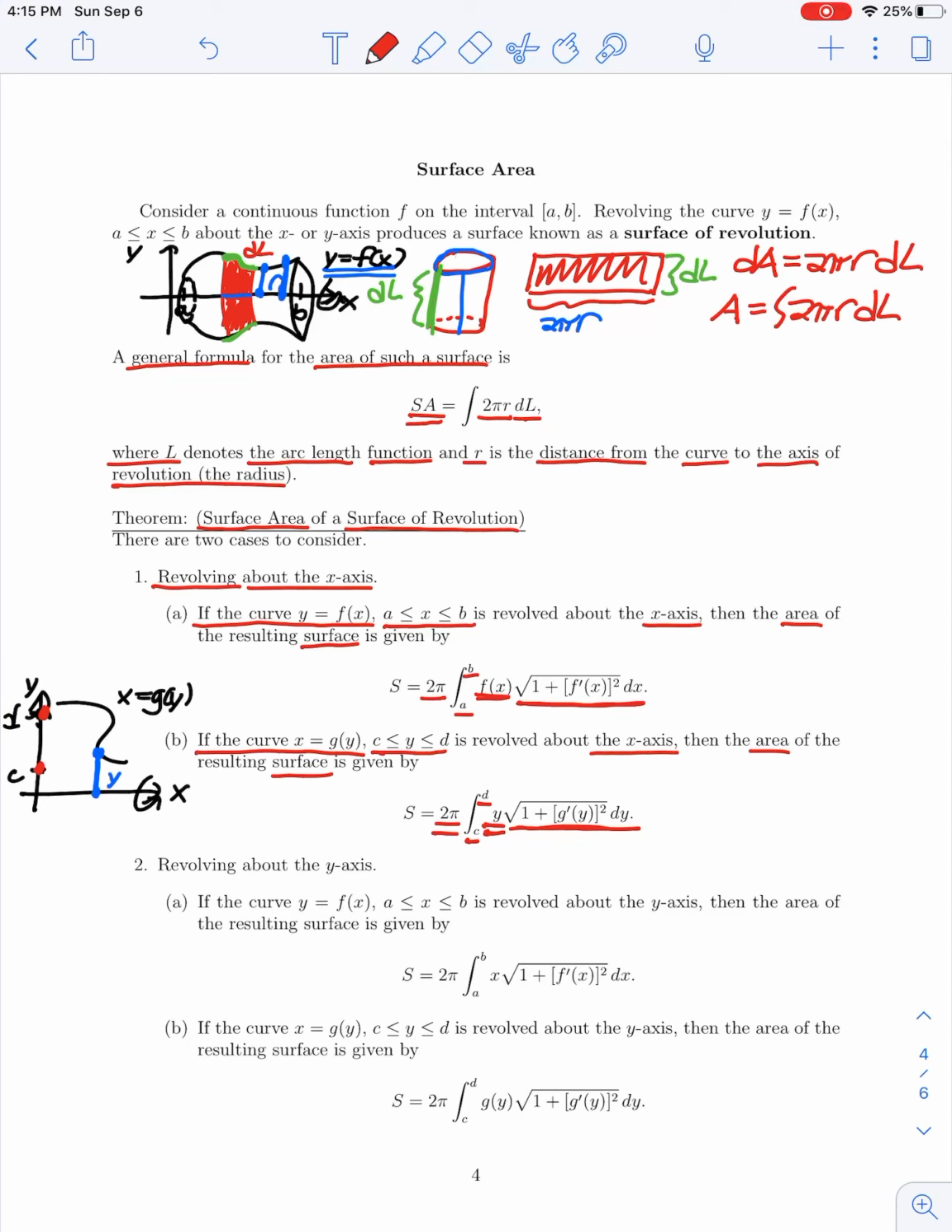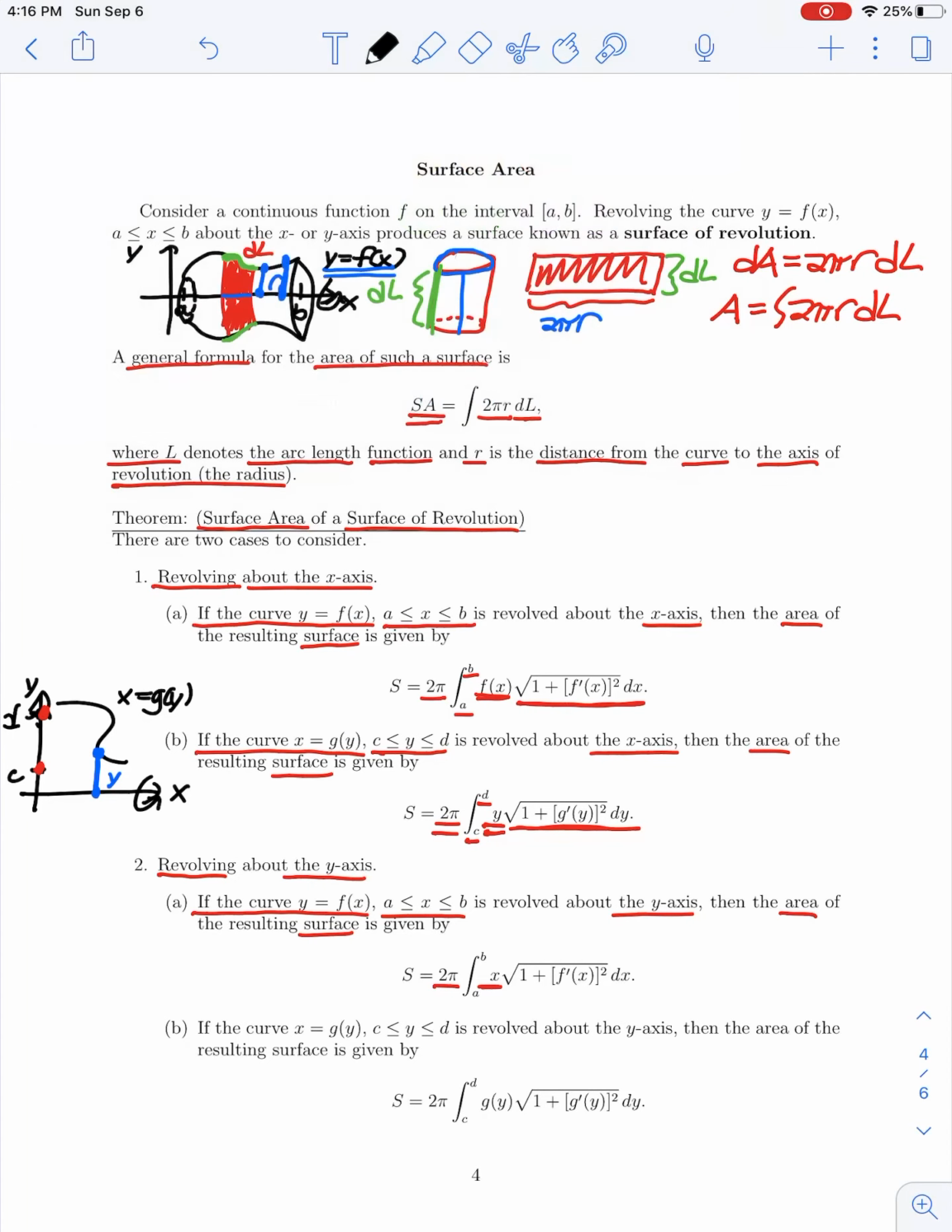Now, our second case to consider is revolution about the y-axis. So the first sub-case of that is if we have a graph of a function, y equals f of x from x equals a to b, and we're revolving about the y-axis, then the area of the resulting surface is found by integrating 2 pi times the radius, which in this case would be x.